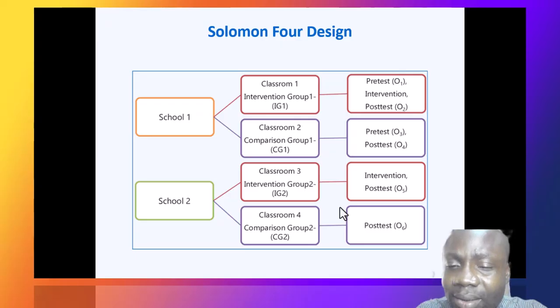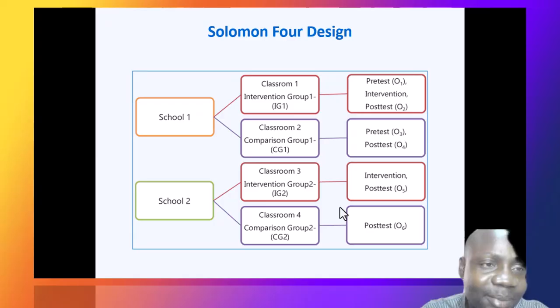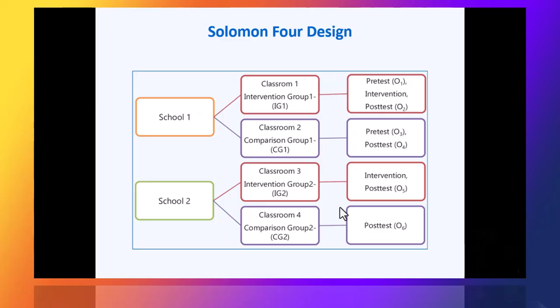So when we get the data, we will now have four groups of means and we will examine them. In some instances, some researchers can do intervention with post-test. That means they will just do group 1 and group 3: pre-test, intervention, post-test, and intervention, post-test, and they will compare the results. But this is the perfect example of the Solomon 4 research design.